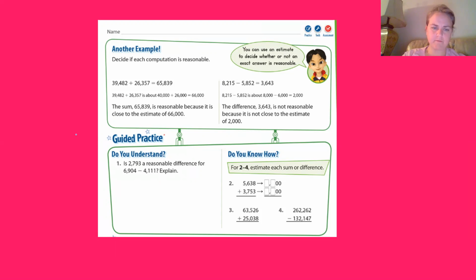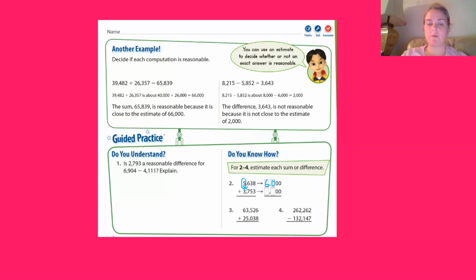If I have 5,638, I think I'm going to round these to the nearest 1,000. So let's look at the thousands place. If I have 5,638, I look next door. If it's 5 or more, I let the circled number soar 1 more. So that means this is going to be 6,000.